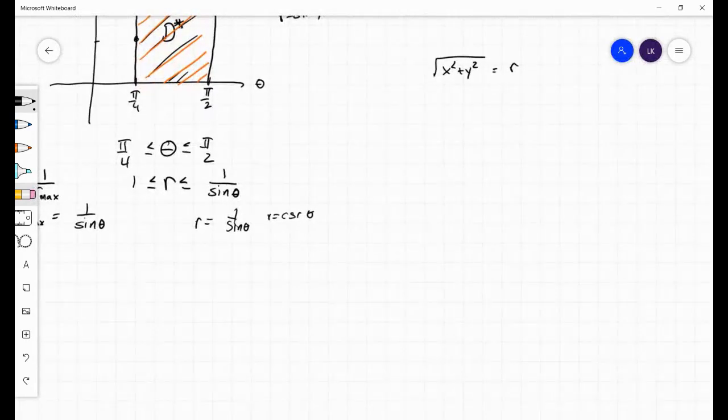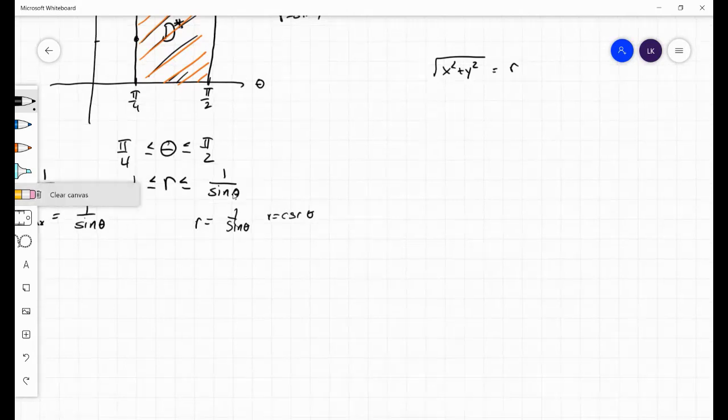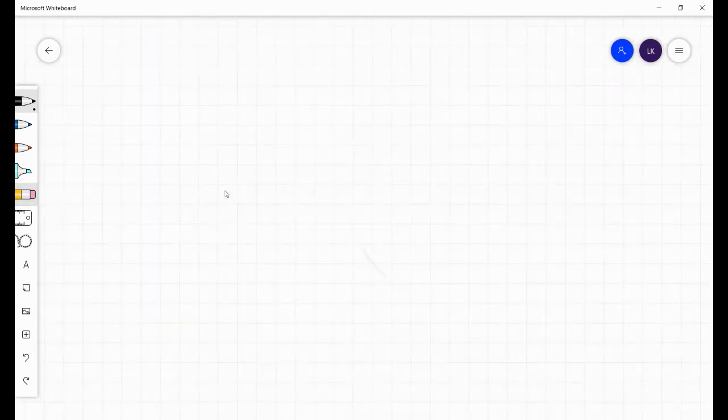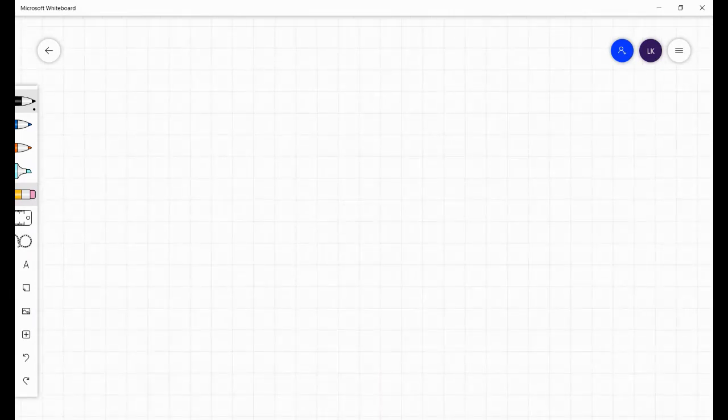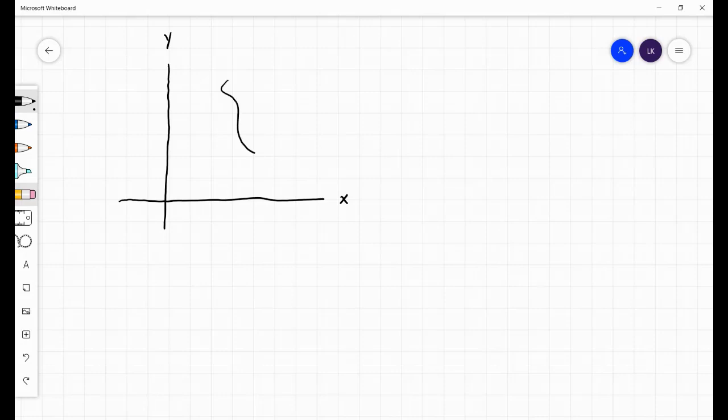All right, what's next? So we want to go over the change of variable formula for double integrals. So the idea is to have a region in the xy plane that you want to integrate over.